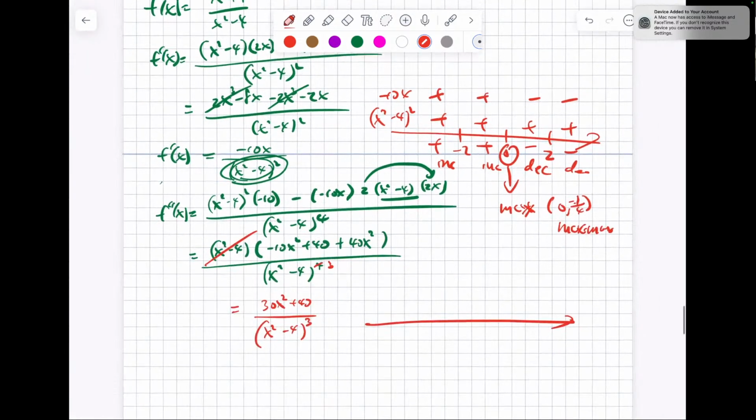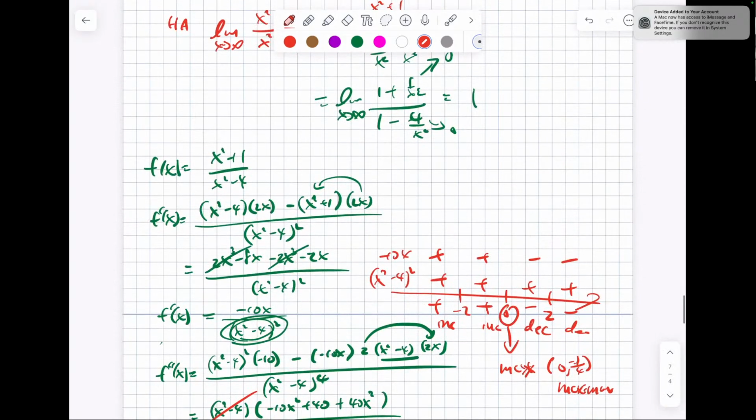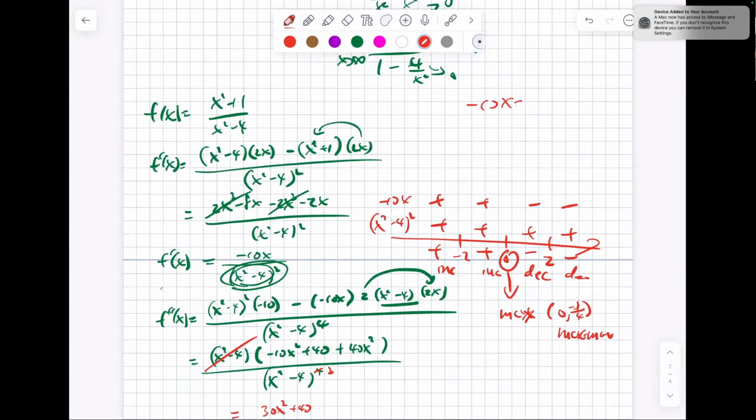And this is that. Yes, Miranda? Why do you put 0? Because the numerator equals 0: negative 10x equals 0, x equals 0. That's a partner number. It's not necessarily a maximum or minimum.